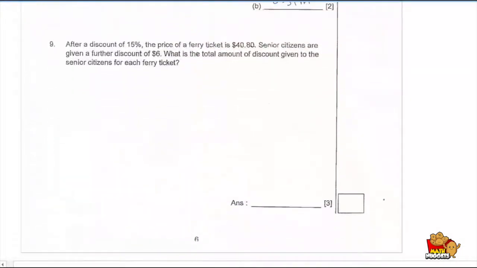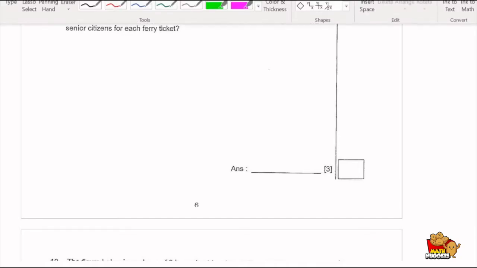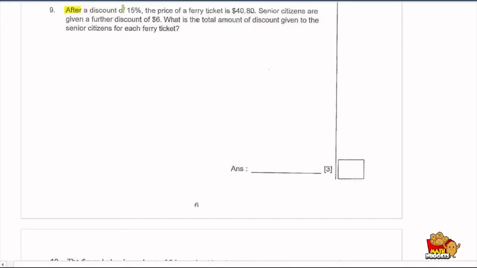Question 9. After a discount of 15%, the ferry ticket costs $40.80. Now take note, it says after a discount of 15%. The price is this. So this tells us that $40.80 is actually how many percent? After the 15% discount, which is 85%. So 85% is $40.80. We need to find the total amount of discount given to the senior citizens.